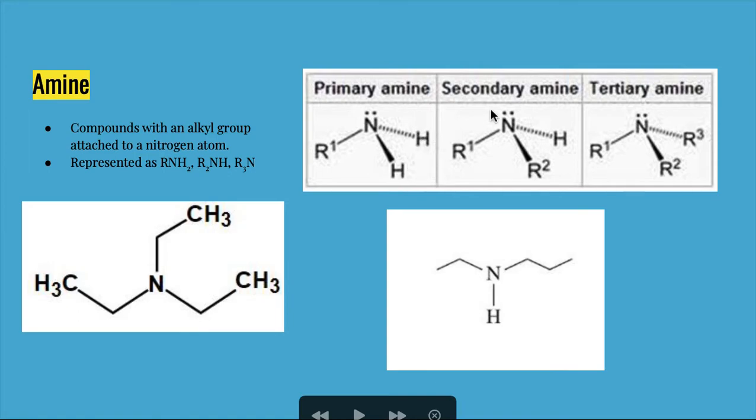And then you would go to the secondary amine, where the nitrogen is attached to 2 R groups and a hydrogen. So that would be R2NH, and then the tertiary would be the nitrogen attached to 3 R groups. So that would be R3N. I just had a couple of examples here. This one's a tertiary amine, and this one's a secondary amine, because again, this one is attached to 3 R groups, while this one is attached to 2, and a hydrogen.